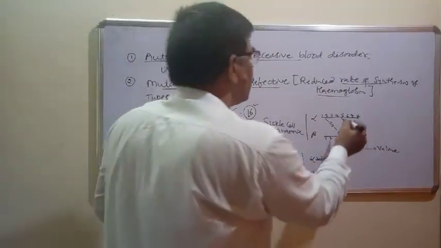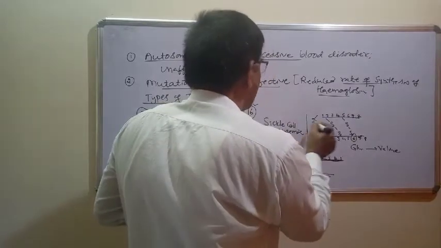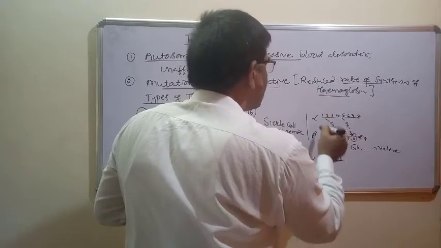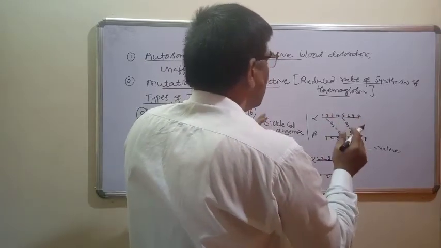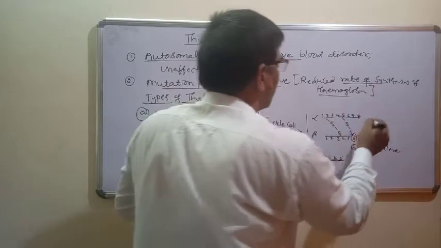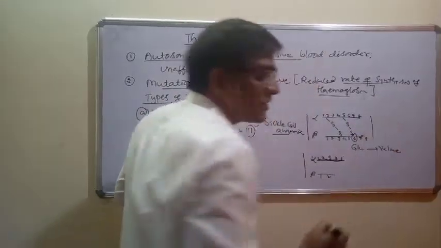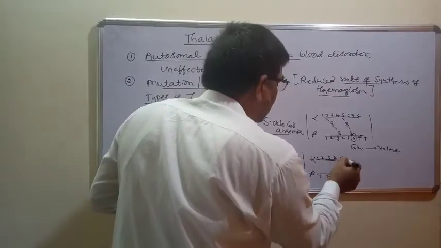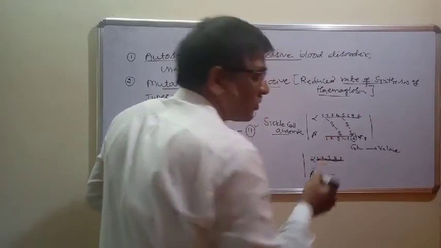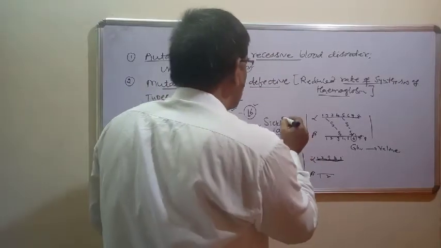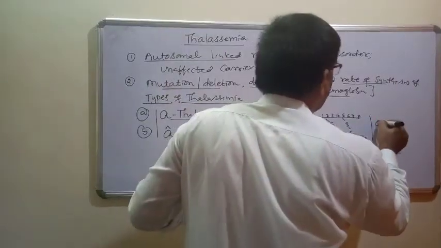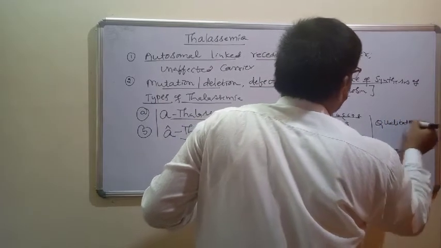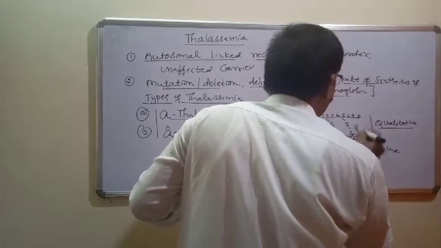Now let us understand the difference between sickle cell anemia and thalassemia. In sickle cell anemia, the length or quantity of hemoglobin remains the same. But in thalassemia, what is happening? The rate of synthesis of globin chain is reduced. So sickle cell anemia is a qualitative defect, a qualitative disease, because the quality is reducing.